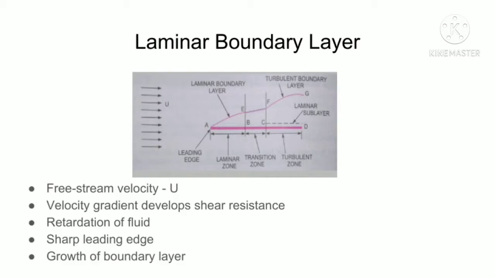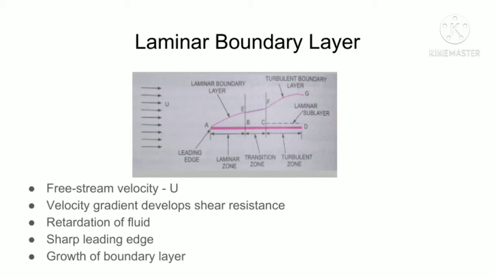But at a distance away from the plate, the fluid is having certain velocity. Thus, a velocity gradient is set up. This velocity gradient develops shear resistance which retards the fluid. Fluid with a uniform free stream velocity u is retarded in the vicinity of the solid surface of the plate and the boundary layer region begins at the sharp leading edge.